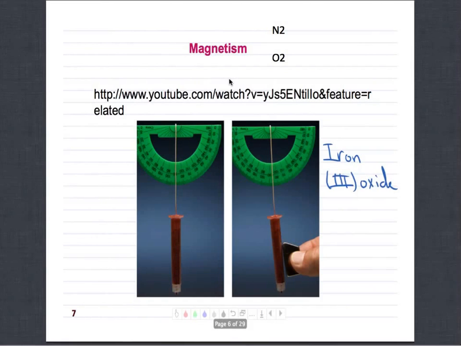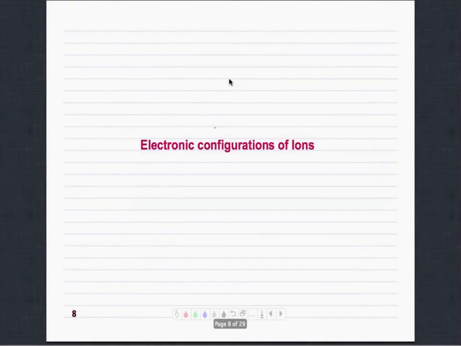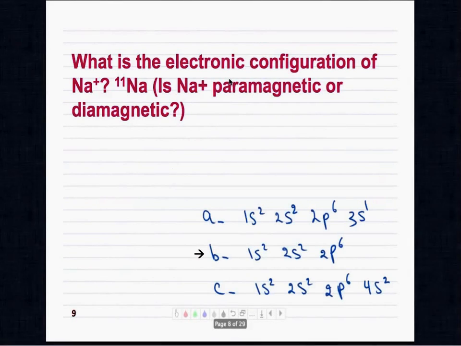Okay? Now, we learned how to do the electronic configuration of atoms as they are from the periodic table. Now, what about ions? What about cations? What about anions? How do we figure out their configuration? So now we're going to talk about the electronic configuration of ions. And I'm going to start directly with a practice question.